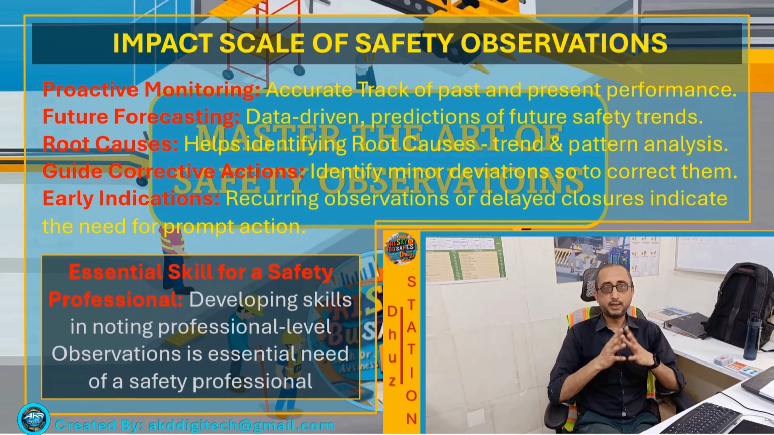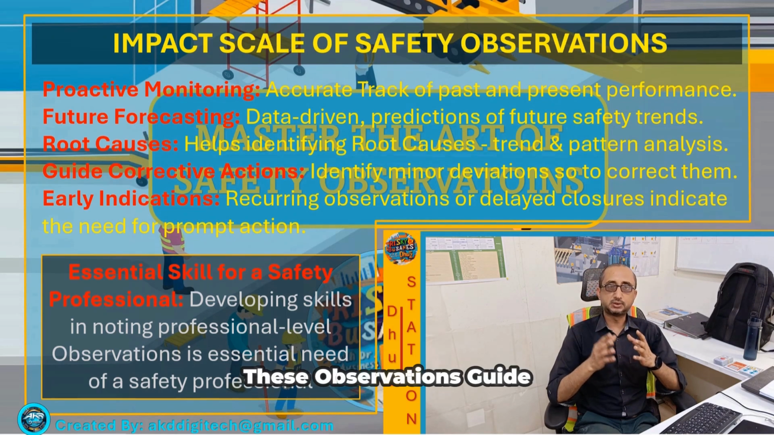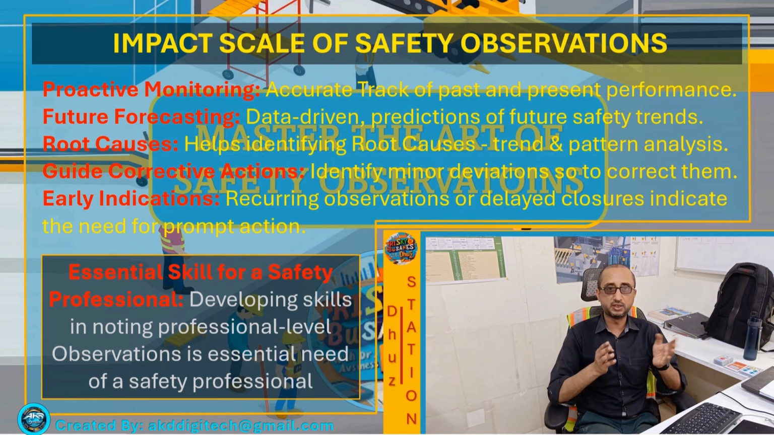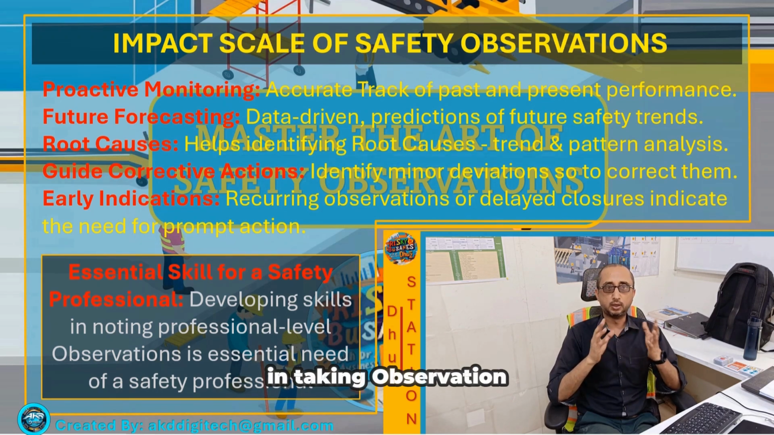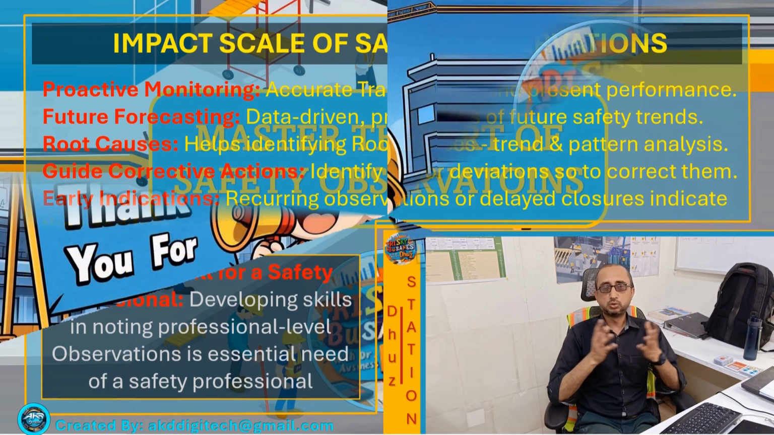our system. At the same time, these observations guide us toward the corrective actions if there are any minor changes or deviations in our system, so as to ensure that our systems are always consistent and sustainable. So, as a safety professional, it is very important for you to develop your skills in taking observations at a professional level. So, that was it for today.